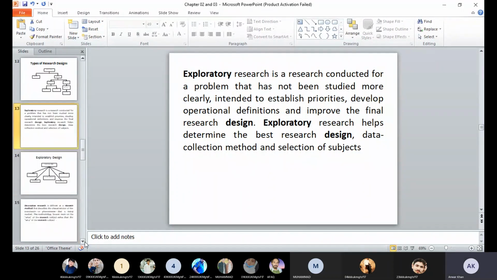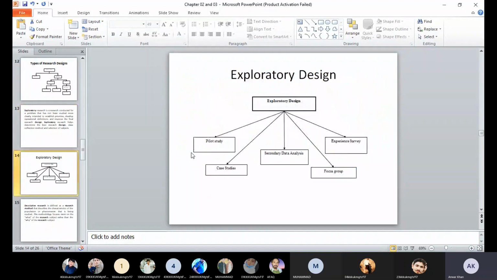The exploratory research is further divided into pilot study, case study, secondary data analysis, experience survey, and focus group. The pilot study is the study conducted initially before a full-fledged study. Let's suppose you want to do a full-fledged study of 3 years on student motivation, but before starting that 3-year study, you conduct a 3-month pilot study, and you know the basic feasibility of that 3-year study.